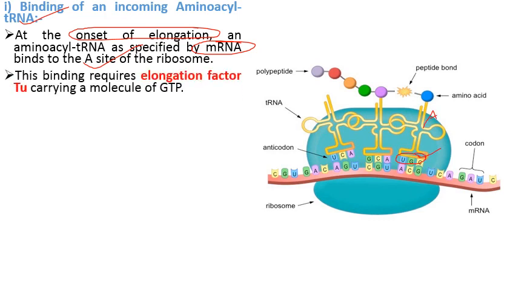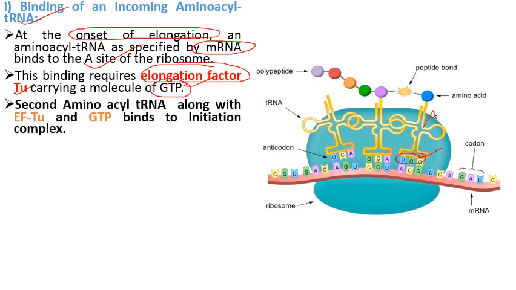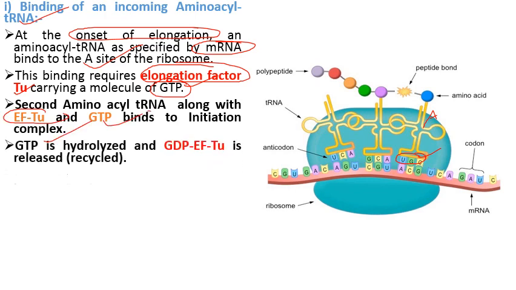This binding requires an elongation factor, called EF-Tu, carrying a molecule of GTP. For this, GTP is also required. Then the second aminoacyl tRNA along with this elongation factor Tu and GTP binds with the initiation complex. This GTP is hydrolyzed and the GDP-elongation factor Tu is released and recycled.